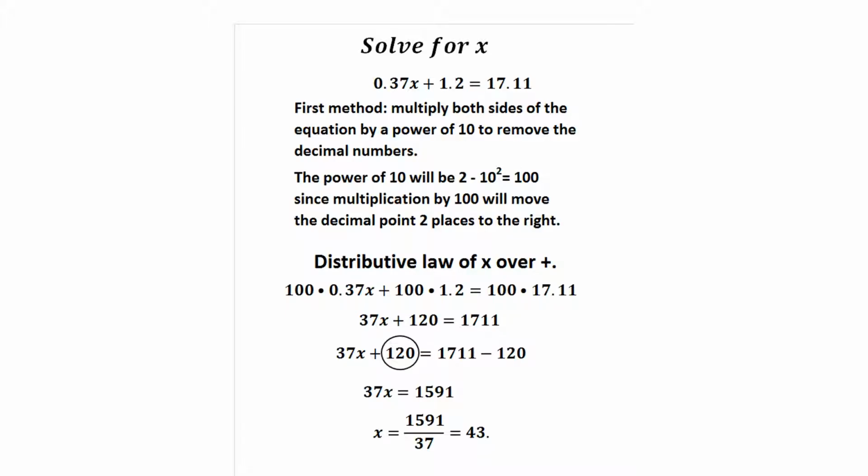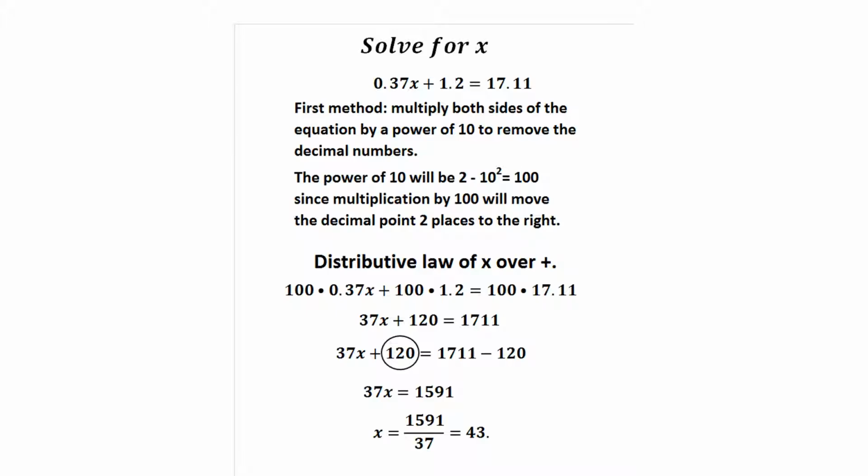In this equation, we have 0.37, a decimal number, times x, plus 1.2 is equal to 17.11. Now, a method would be to multiply by a power of 10 to get rid of the decimals. If you multiply by 10, you move the decimal 1 place to the right. 100, you move it 2 places to the right. 1,000, you move it 3 places to the right. So in that case, 0.37 you need to multiply by 100. 1.2, you only have to multiply by 10.